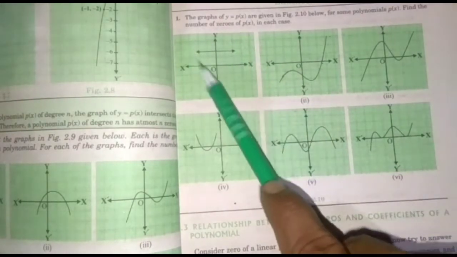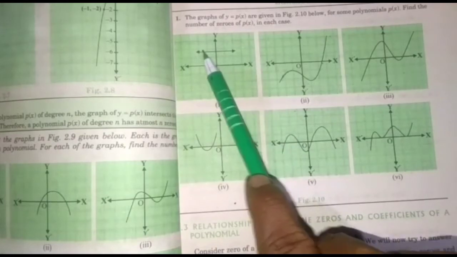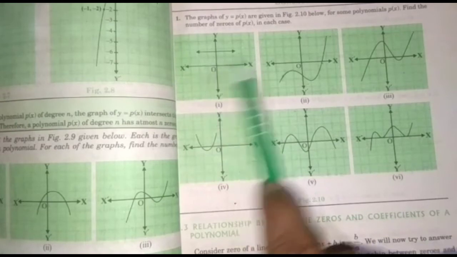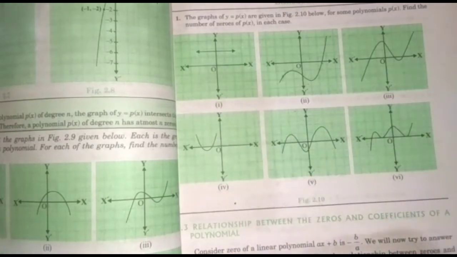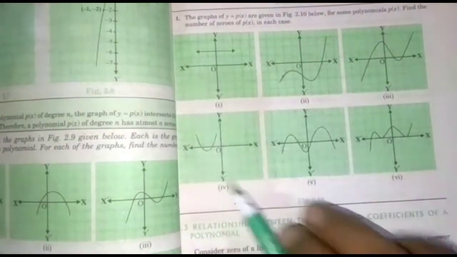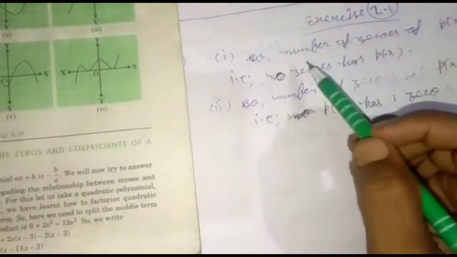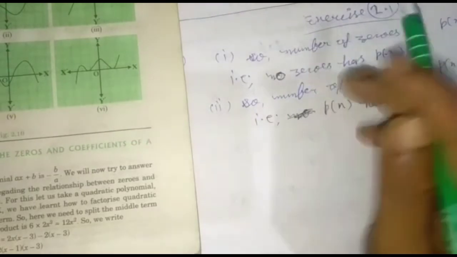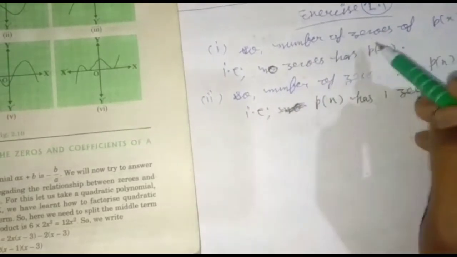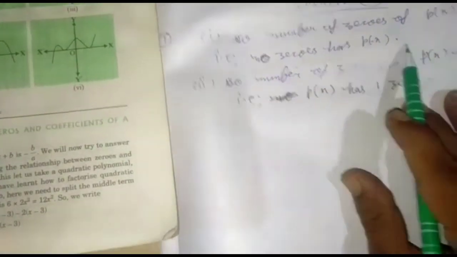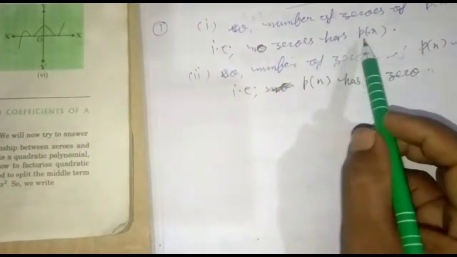In the first figure, this line shows the graph of a polynomial. Also this line is parallel to the x-axis. So you can see that this graph doesn't intersect the x-axis at any point. So you can say this graph has no zeros, meaning p(x) has no zero. So the number of zeros of p(x) is 0, that is, p(x) has no zero.